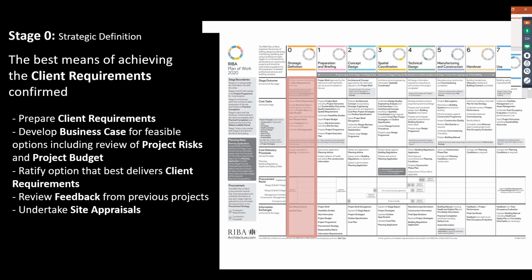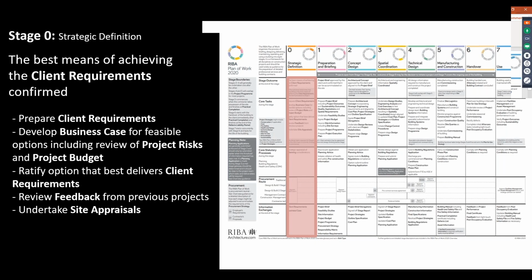The crucial thing that stage 0 is trying to achieve is that a building project is the best means of achieving the client requirements. So for example, if I was looking at different ways of having more desk space in my office, I might do an extension to my office. I might do a space planning exercise. I might do a refurbishment. I might move to a new building. So there are different ways of achieving the client requirements. And of course, the business case for each one of these options will be different.